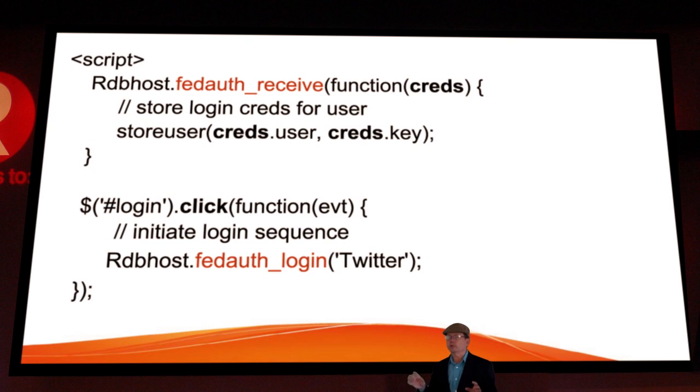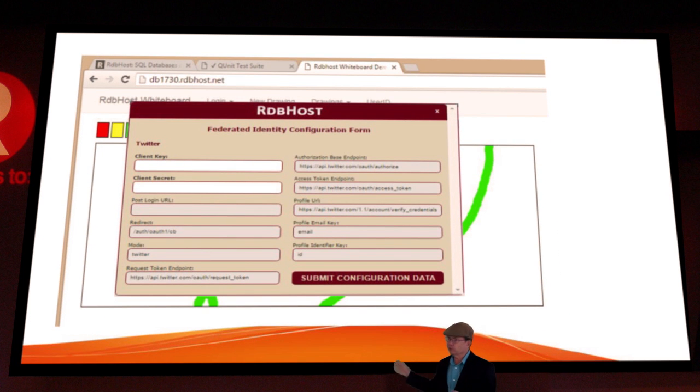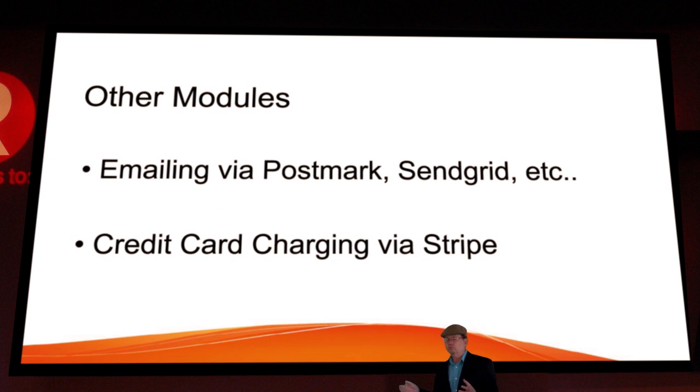We'd like our users to be able to log in before they draw, so let's add a login by Twitter. We add these two methods to our code, we test, we enter our Twitter API credentials here and authorize. We have working login by Twitter. We also support emailing and credit card charging through various web services.